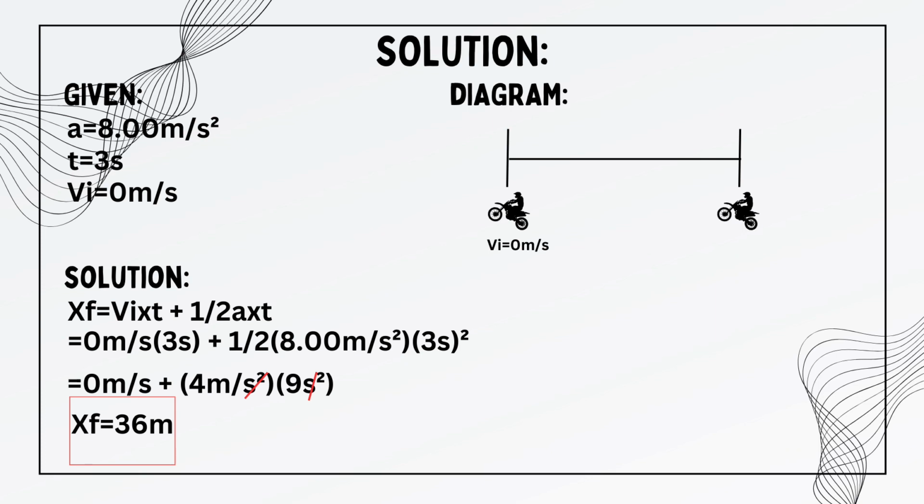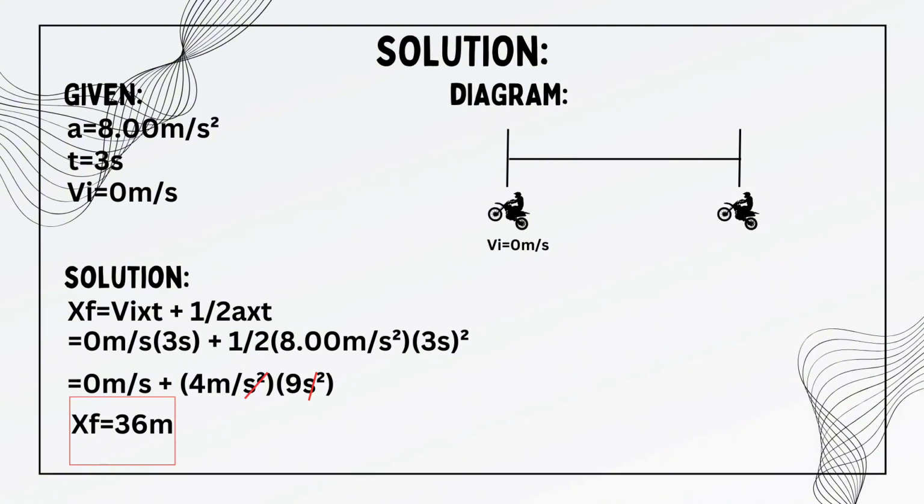First, get the given values so we can easily solve it. Acceleration is 8 meters per second squared, the time is 3 seconds, and the initial velocity is 0 meters per second. This is the diagram that we can make using the given values. In solving displacement, we can use this formula. Let's now substitute the given values into the formula so we can start solving it. 0 meters per second times 3 seconds plus 1/2 times 8 meters per second squared times 3 seconds squared.